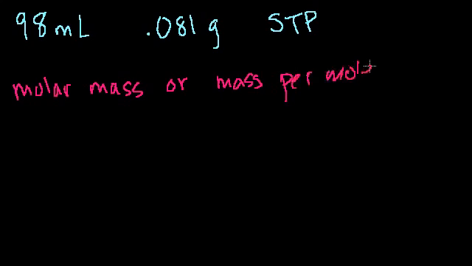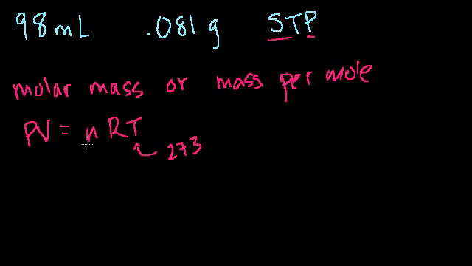Now, we could just substitute this into PV is equal to nRT. We know what standard temperature and pressure are. Standard temperature is 273 degrees Kelvin. Standard pressure is 1 atmosphere. And then, of course, they're giving us 98 milliliters. And then you can just solve for how many moles we have. And actually, maybe I'll do that.